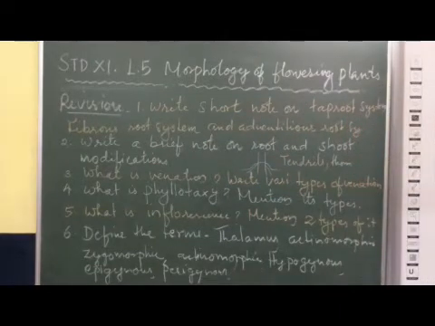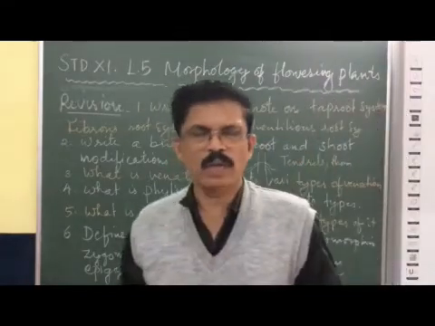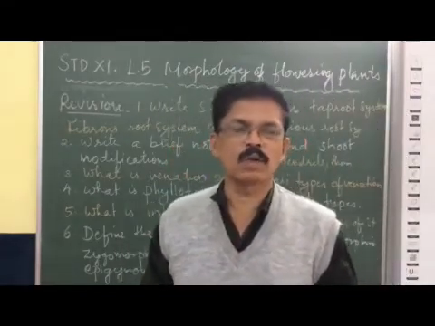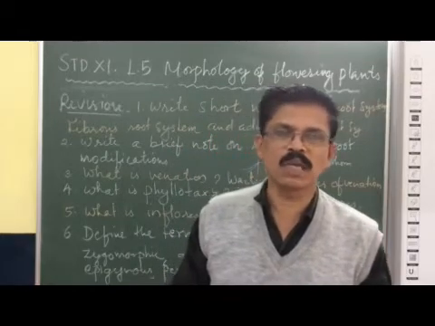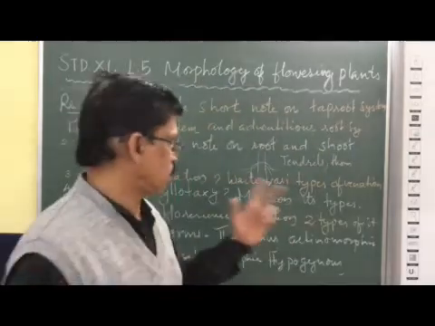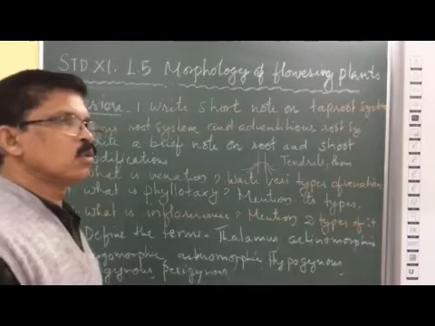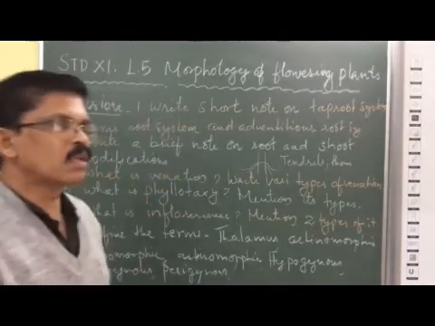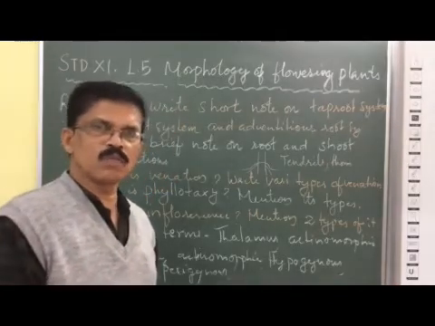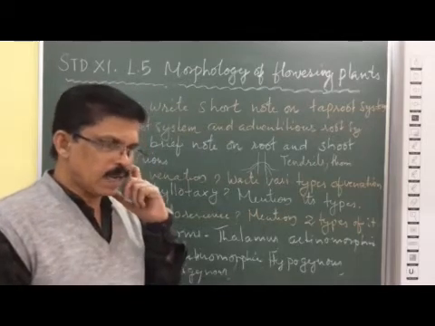What is inflorescence? Mention 2 types of it. A bunch of flowers on a common stalk called the rachis is called inflorescence. And there are 2 types of inflorescence: racemose inflorescence and cymose inflorescence. In racemose inflorescence, we can remember that the rachis grows.